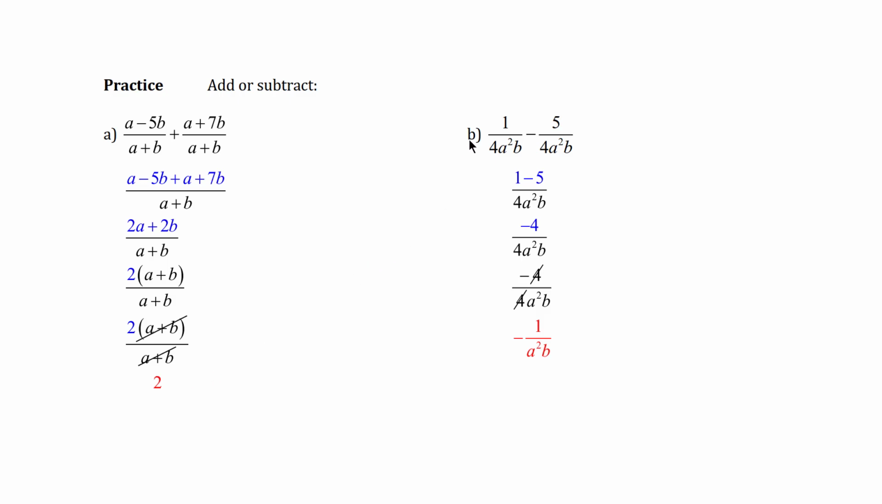Moving on to part B, we combine everything under one fraction. We get 1 minus 5 over 4a squared b. Simplifying the numerator, 1 minus 5 is negative 4. The result is negative 4 divided by 4a squared b. Next, we cancel out our common factors of 4. The final result is negative 1 divided by a squared b.